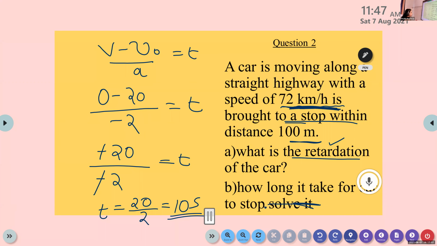Whenever you get a question, try to understand the parameters or physical quantities already provided in the question, then correlate them with the equations of motion. We have three equations of motion: v is equal to u0 plus at, s is equal to u0 t plus half at square, and v square minus u0 square is equal to 2as. So correlate the physical quantities provided in the question with the equations of motion, and you can easily find the answers. We have one more question.